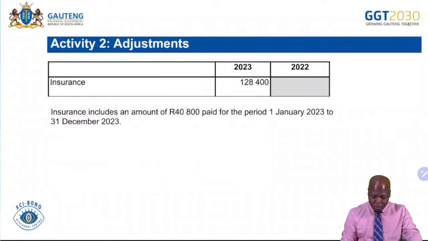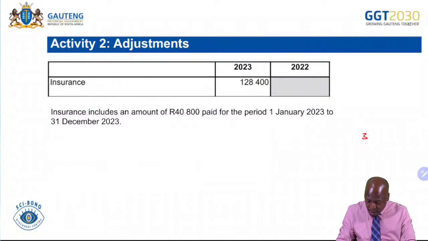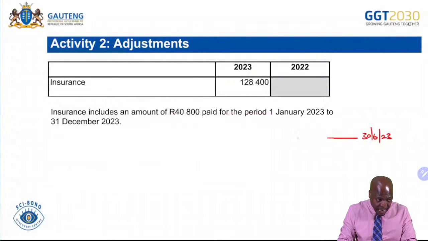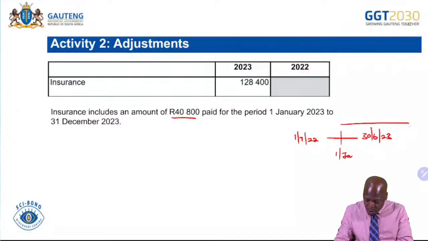Insurance includes an amount paid. Okay, so this is a similar adjustment. Remember, the financial year, when is it ending? The financial year ends on the 30th of June, 2023. That means it began on the 1st of July, 2022. But insurance includes a premium, an amount of 40.8 paid for the period January. So we paid it for the 1st of January to 31 December. Okay, so this period here is our problem.